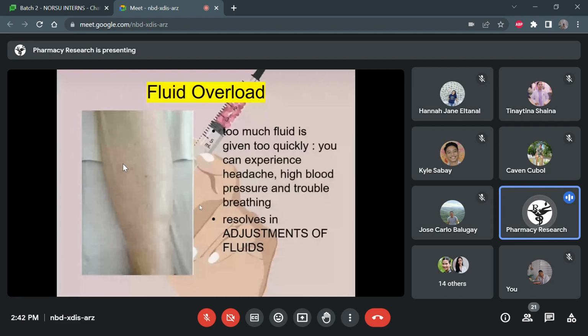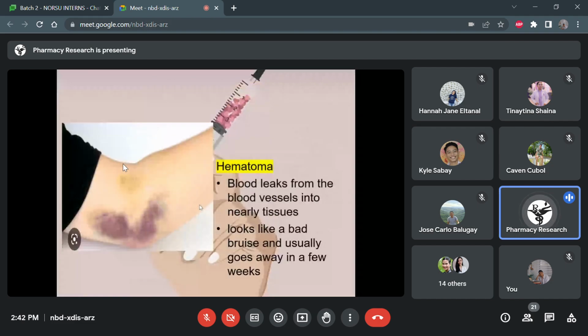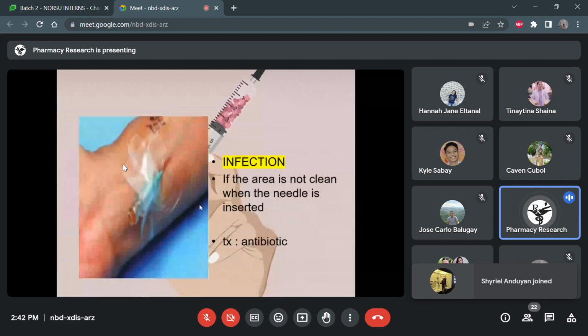Then there is hematoma. The blood leaks from the blood vessels into nearby tissues. It looks like a bad bruise and usually goes away in a few weeks. Then infection. Most commonly, the site or the inserted needle was not cleaned properly, or the fluids given were not sterile. The resolution is to give antibiotics.